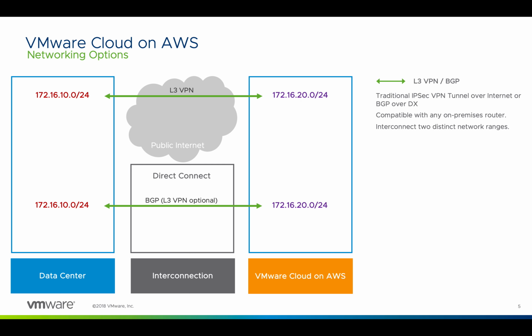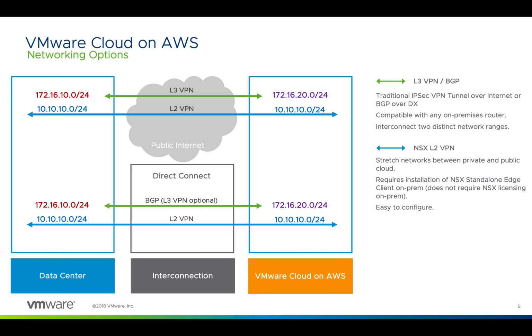Now, the other two options will give us the ability to stretch network between the data center and the cloud. And that's to essentially help us move workloads to the cloud and maintain the same IP address, which, as you can imagine, really simplifies a migration to the cloud. The first is the NSX L2 VPN. It's something we've had with NSX for years now. Essentially, we can stretch the VLAN all the way to the cloud.